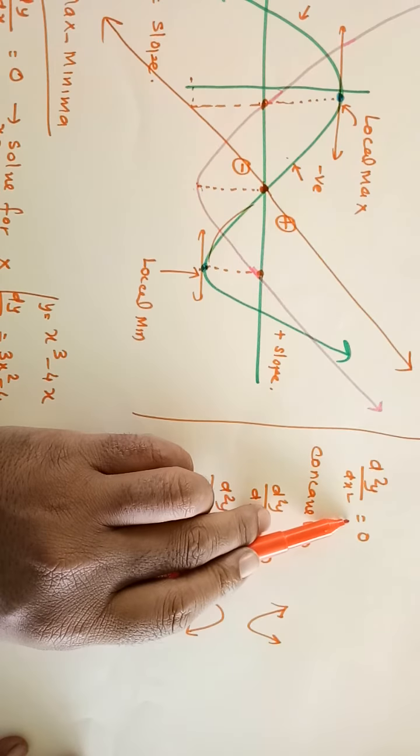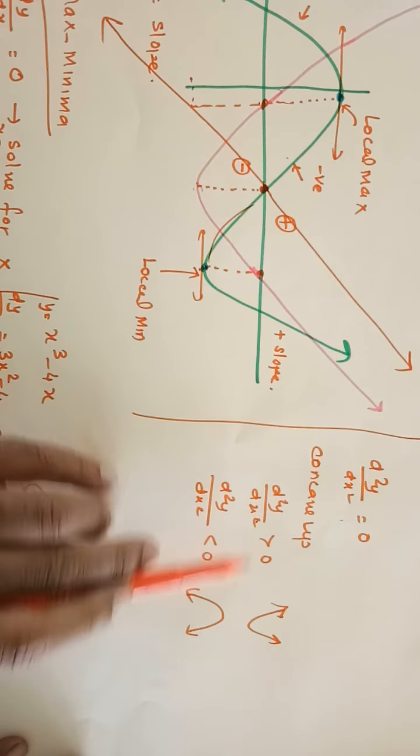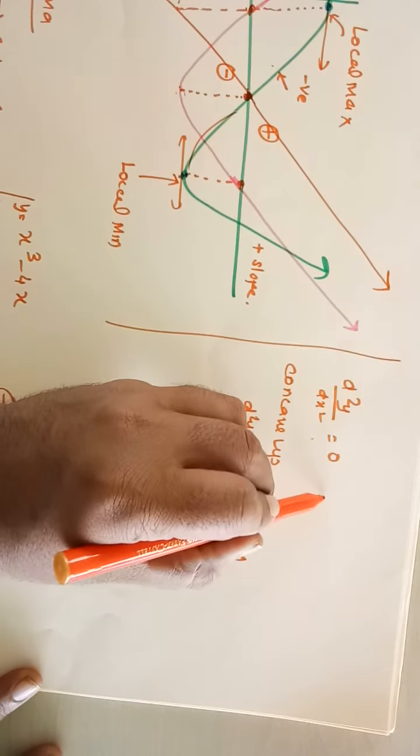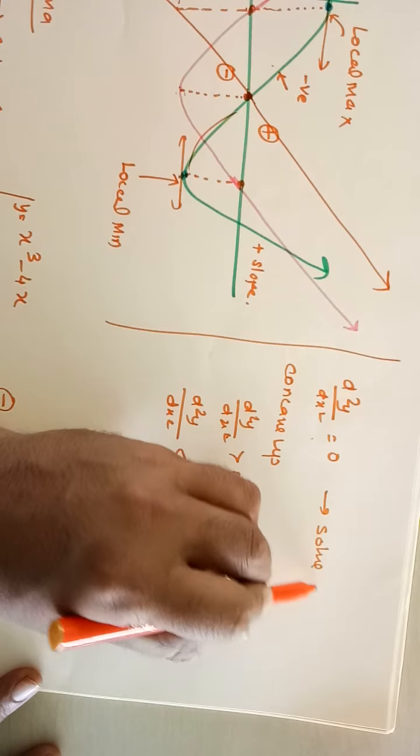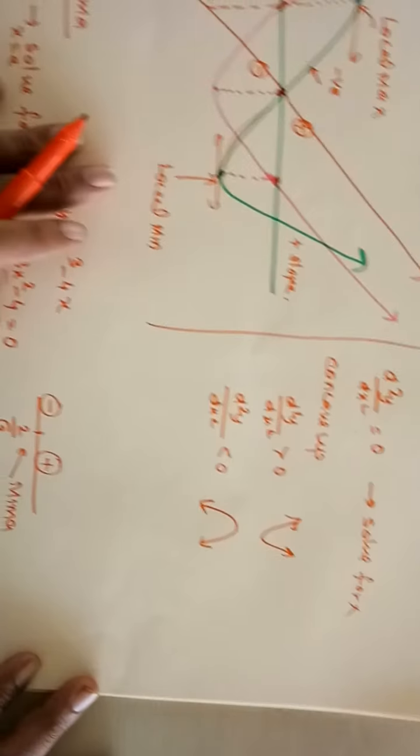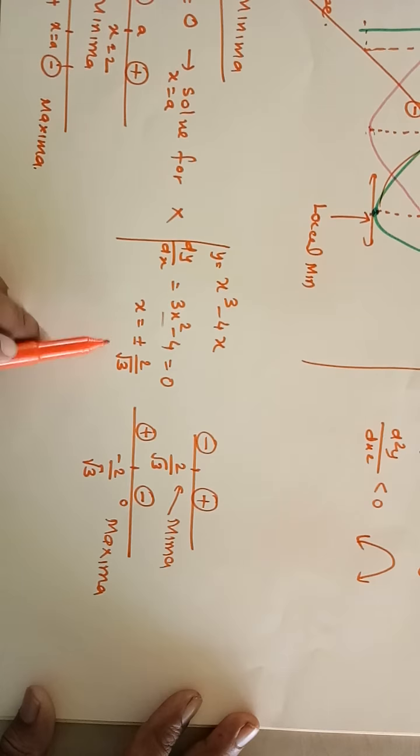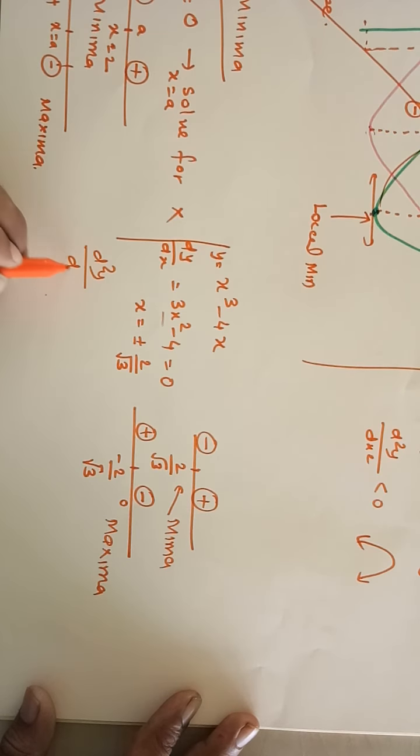First you set the double derivative equal to 0, and solve for x. So let us talk about this example. Let us see if there is any point of inflection for this. You do double derivative equals 0. So the double derivative d²y/dx² is going to be 6x. If I equate to 0, I get x equal to 0.